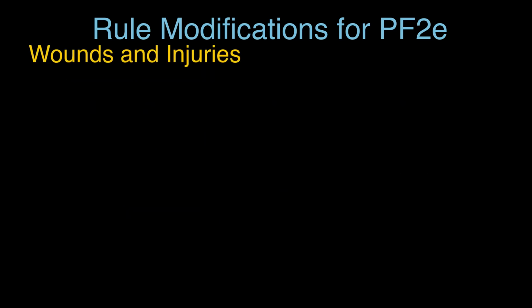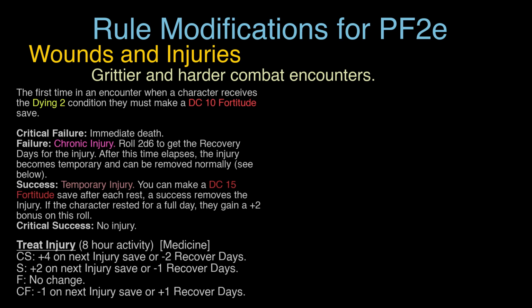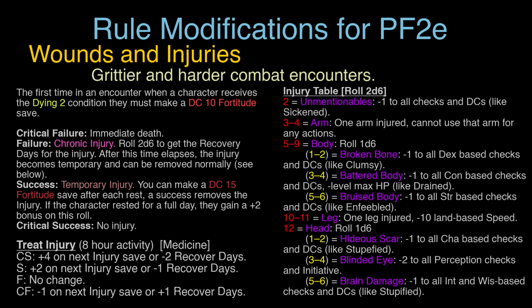The next variant I use is a homebrew rule to make the game feel grittier and darker in tone. I call this rule Wounds and Injuries. With this variant, when a character reaches Dying 2 for the first time in an encounter, they must make a DC 10 Fortitude save. As you can see here, critically failing this save results in permanent death due to a life-threatening injury. Failure results in a chronic injury that may last up to 2 weeks in the game world. Success, and the character has a temporary injury that may last a couple days. As you can see on the screen, these injuries can range from quite punitive to a minor nuisance, depending on which injury a character sustains.